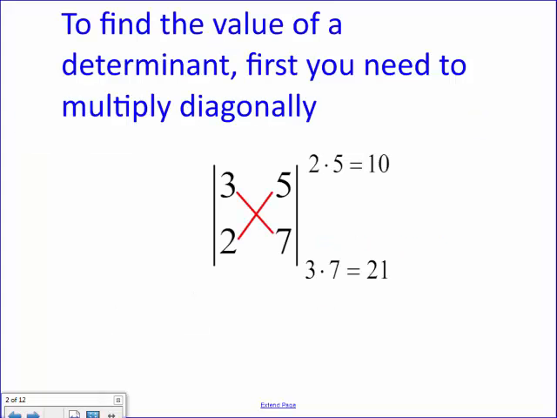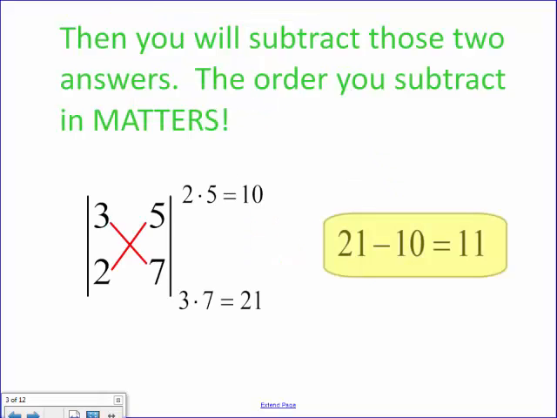And to find the value, the first thing we do is multiply diagonally. We always start with the top left and multiply to the bottom right and get that number, 21. Then to get the next number, we take the bottom left and multiply to the top right, and we get another number. Then we subtract them. And the order matters. That's important.